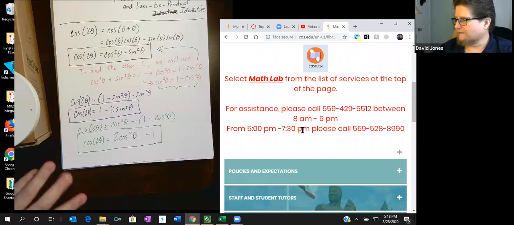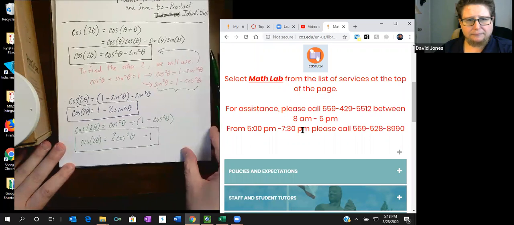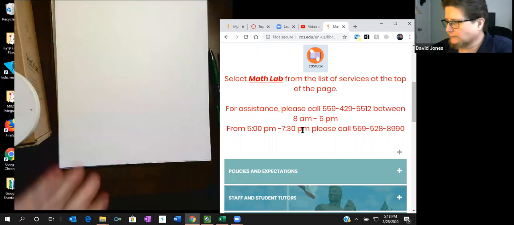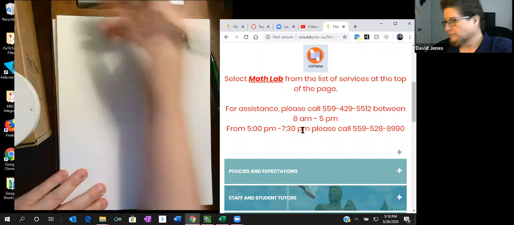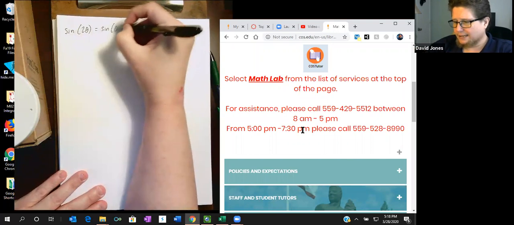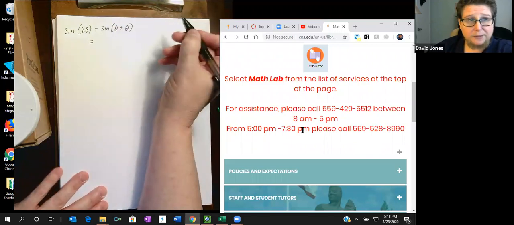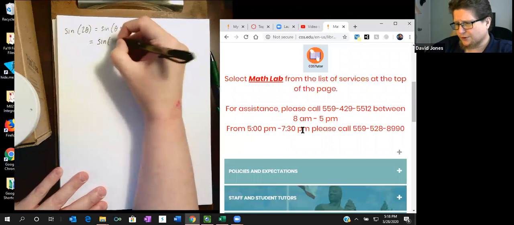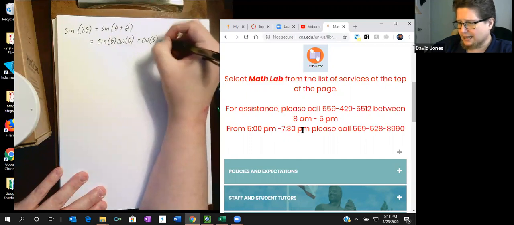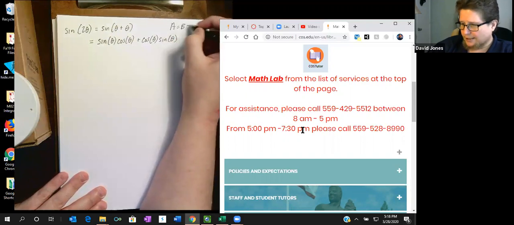Let's take a look at sine formulas now. Hit pause if you need this up longer. So sine of 2 theta is sine of theta plus theta. And we'll use the same formula as we had for sine of A plus B. This is sine A cosine B plus cosine A sine B, where A equals B equals theta.